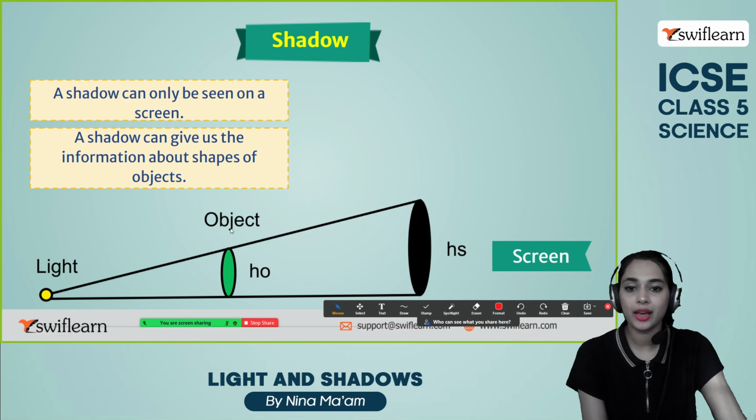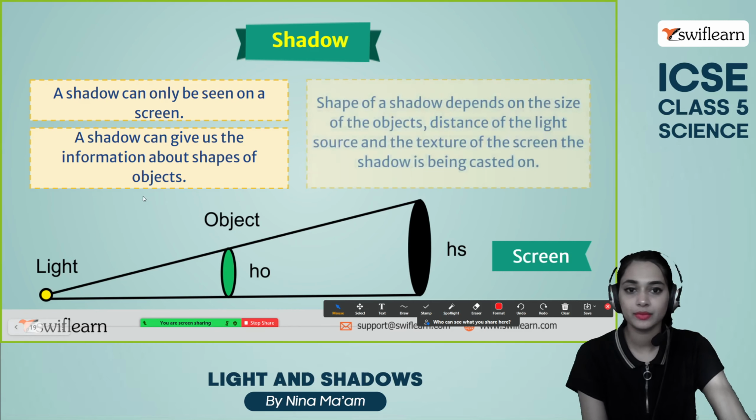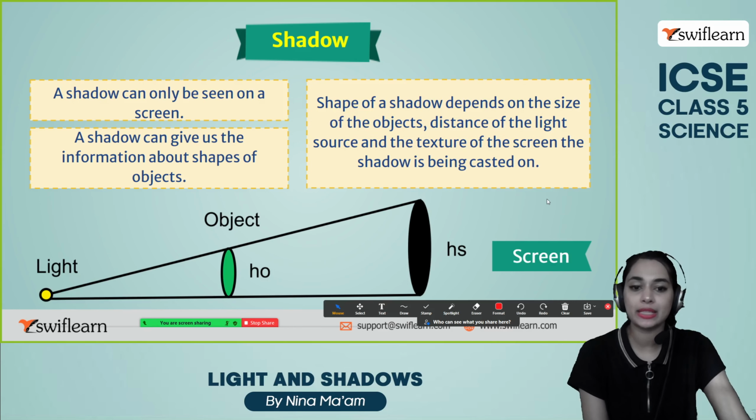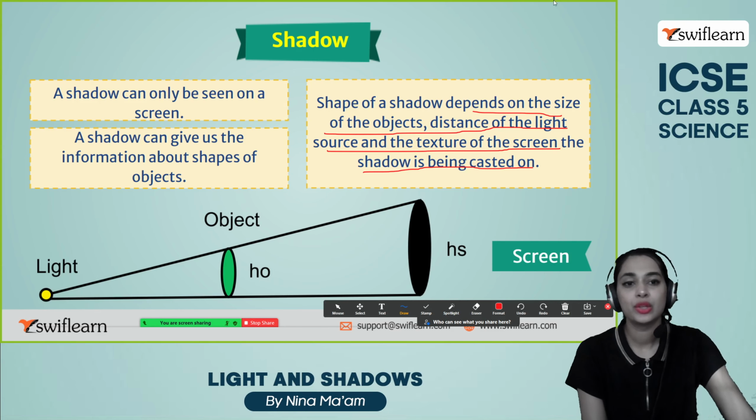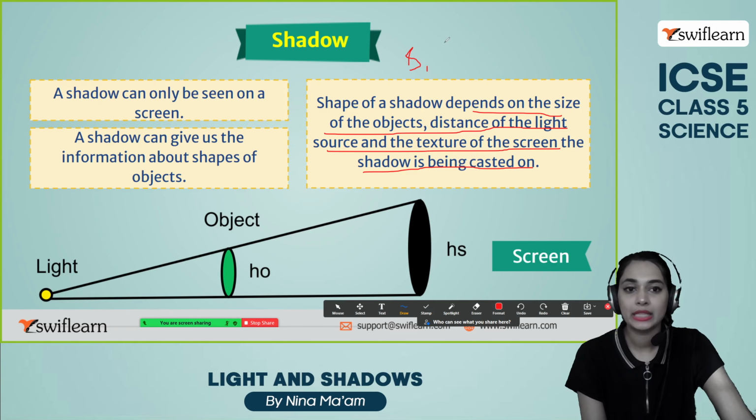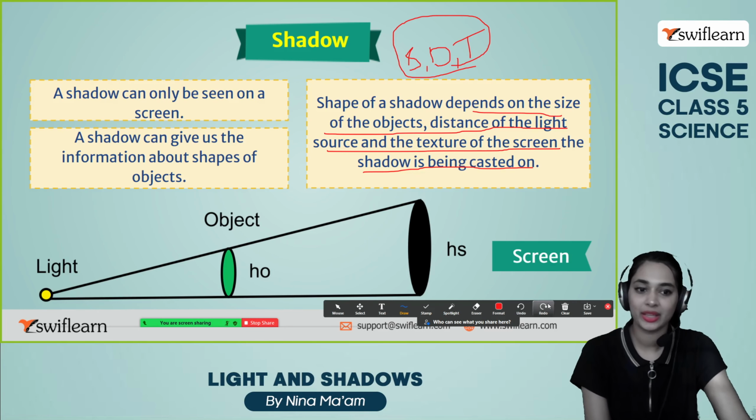So you can see the light, the object and the shadow formed on the screen. The shape of the shadow depends on the size of the object, the distance of the light source and the texture of the screen or the surface the shadow is being cast on. So the size of the object, the distance of the light rays and the texture of the screen, everything influences the shadow.